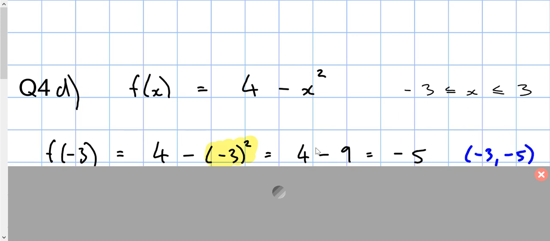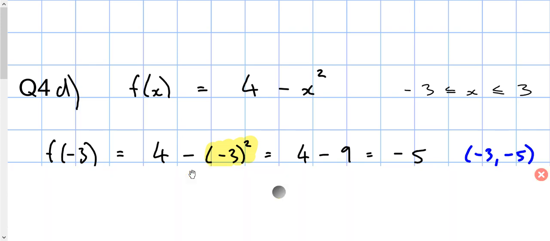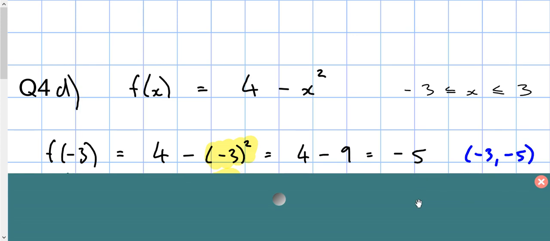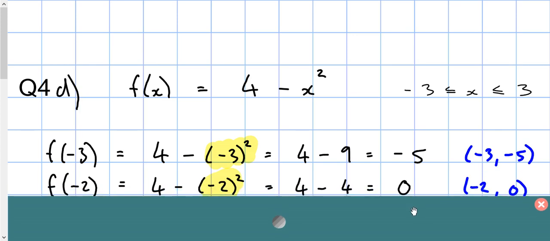So when we put the numbers in, over here we look at it and it's between minus 3 and positive 3. So if I put in the minus 3 first, then I've got 4 take away, negative 3 squared. Now I would do this bit first, the negative 3 squared, and get 9. So it's basically 4 take away 9, and you've got minus 5, and write your coordinate. With the negative 2, do the same thing. It's 4 take away, and do this bit first. Negative 2 squared is 4, so it's 4 take away 4 is 0.